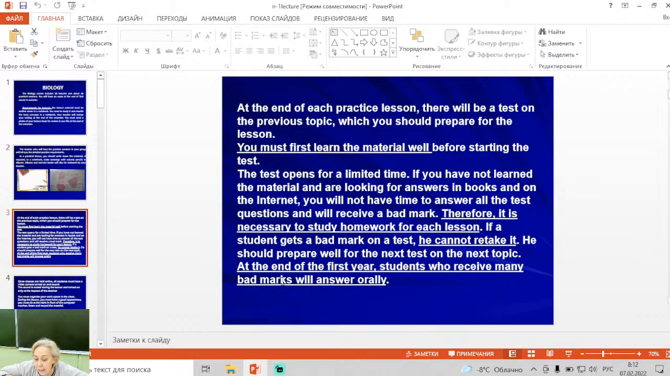If a student gets a bad mark on a test, he cannot retake it. He should prepare well for the next test on the next topic. At the end of the first year, in summer, students who receive many bad marks will answer these topics orally.